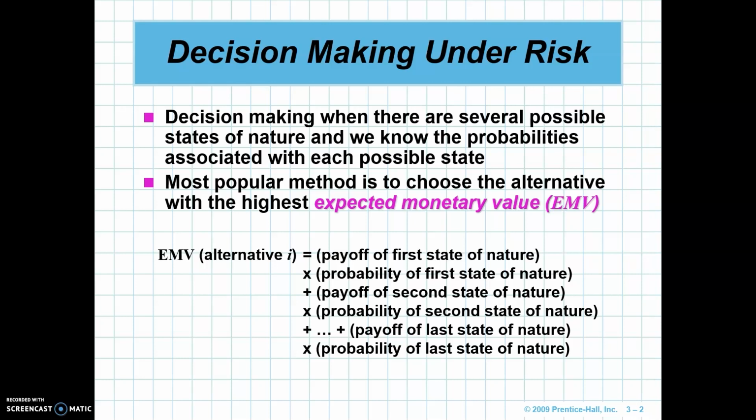So the expected monetary value is calculated using this formula: payoff of the first state of nature into the probability of the first state of nature, plus the payoff of the second state of nature into the probability of the second state of nature, plus the payoff of the last state of nature into the probability of the last state of nature.